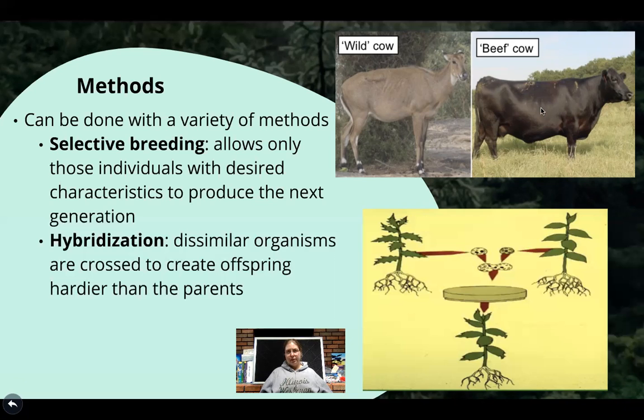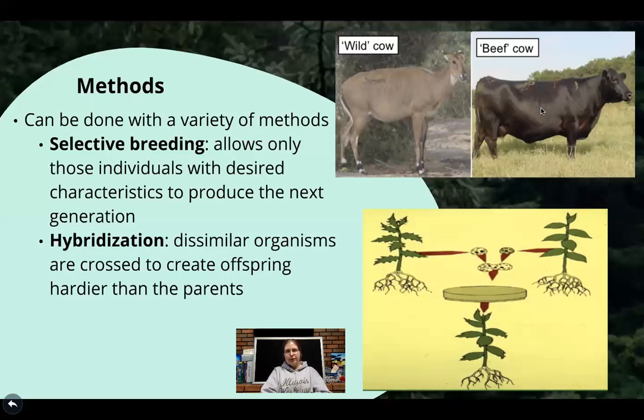Dachshunds were specifically bred to have small legs so they can go into badger holes. Shelties were bred to have a very, very loud bark and to be very agile as they herd the sheep around. So selective breeding is something that we can do. Another thing that we can do, also a non-lab version of genetic engineering, is something called hybridization. Now, this is more often possible with plants than it is with animals.